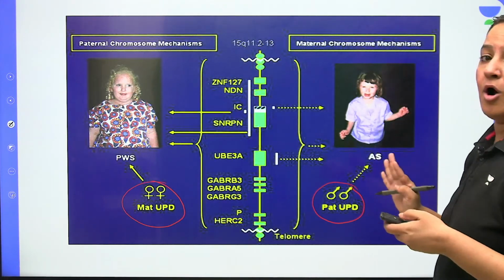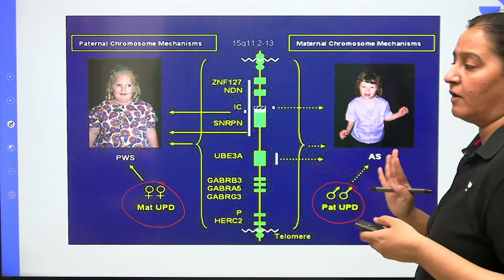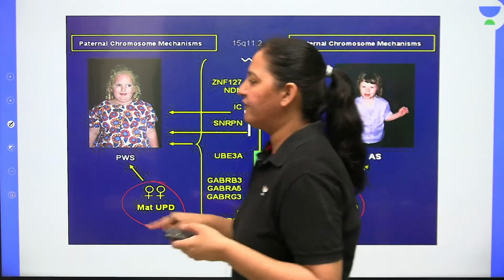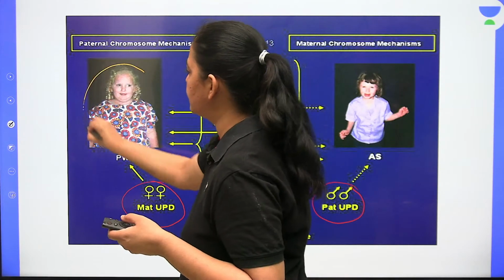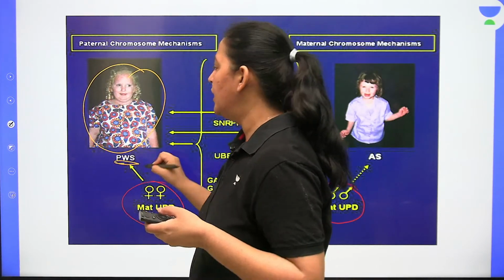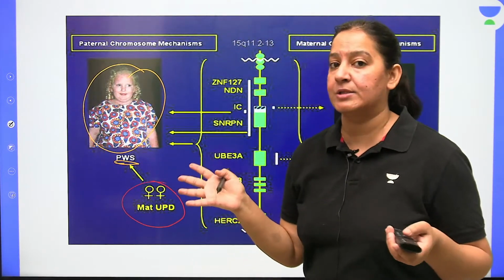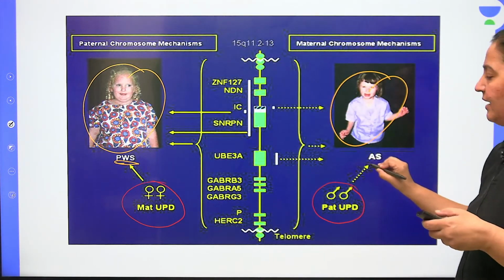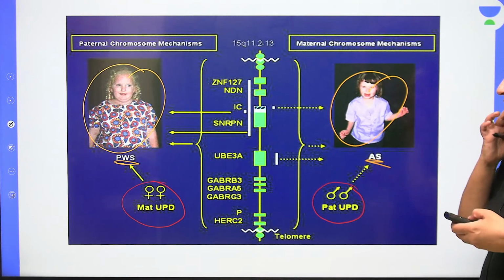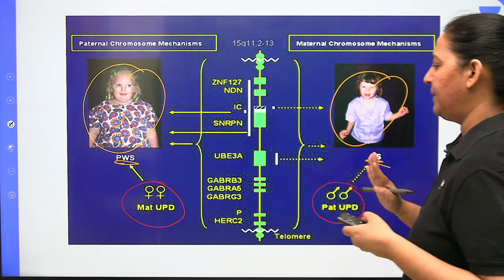Now let me come to the clinical symptoms of the two children. Can you see two children in front of you? The two diagrams in front of you. This is Prader-Willi syndrome. This is a child with Prader-Willi syndrome. You can see a girl. The girl is obese, overweight, right? You can see a girl here. So she is lean, thin, and this is Angelman syndrome. Let me tell you other symptoms also.